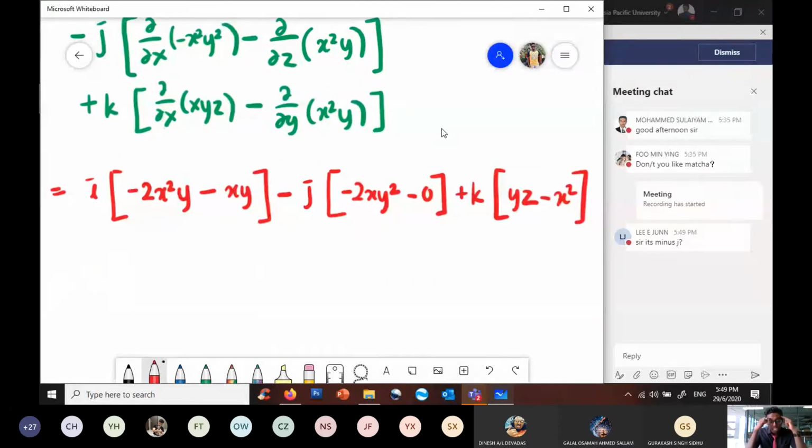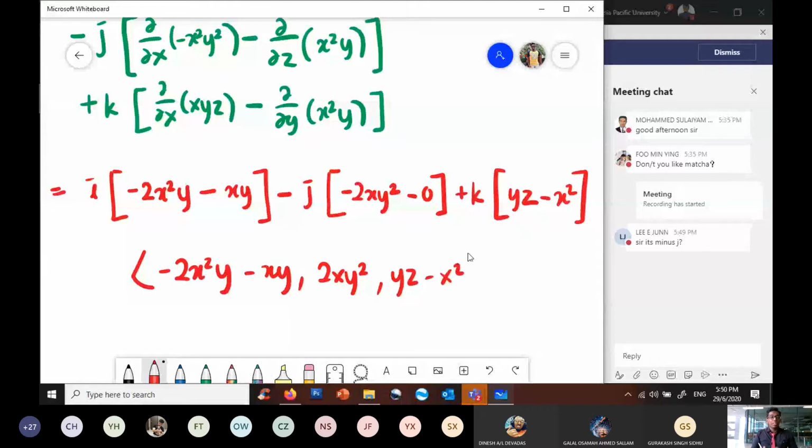Anyway, so can I simplify this anymore? Nothing here, nothing here. The minus 0 can be simplified, but that's that. So my final answer, I can write it as something i plus something j plus something k, but I prefer this notation here. For the first component, negative x square y minus xy. The second component, negative of negative becomes positive, so 2xy square. K is yz minus x square. So there you have it.